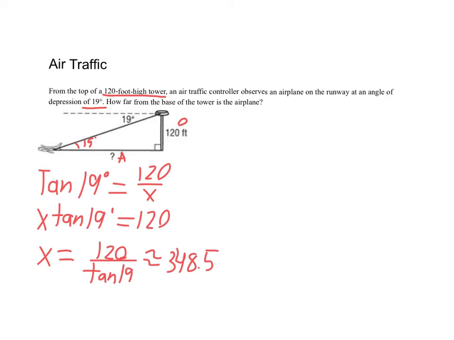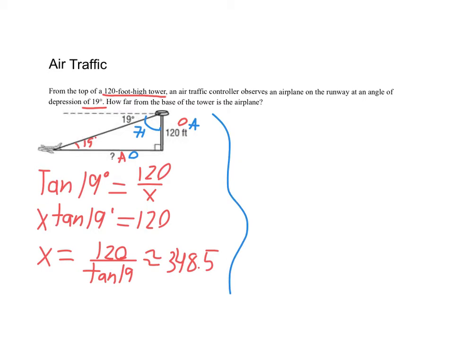The other way to solve it? Well, if this is 19, this here must be 71, because 19 plus 71 equals 90 degrees. Therefore, if that's 71 up there, this 120 is actually my adjacent side, and this unknown value is actually my opposite side.